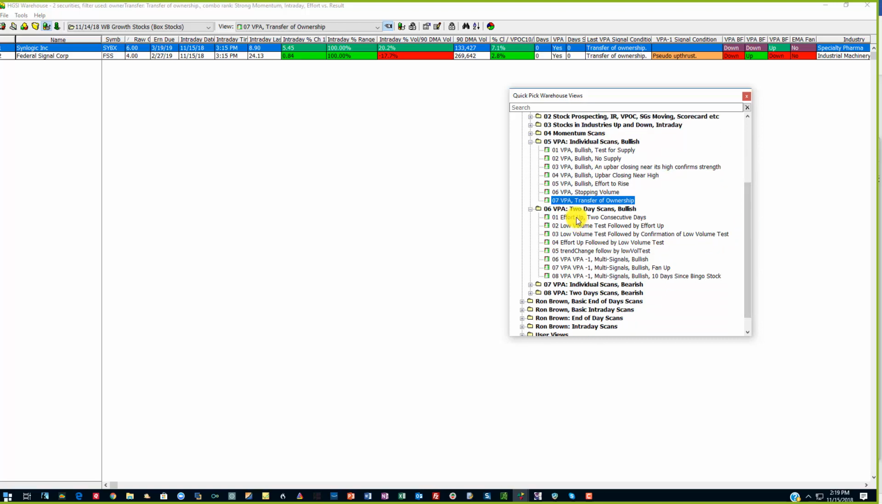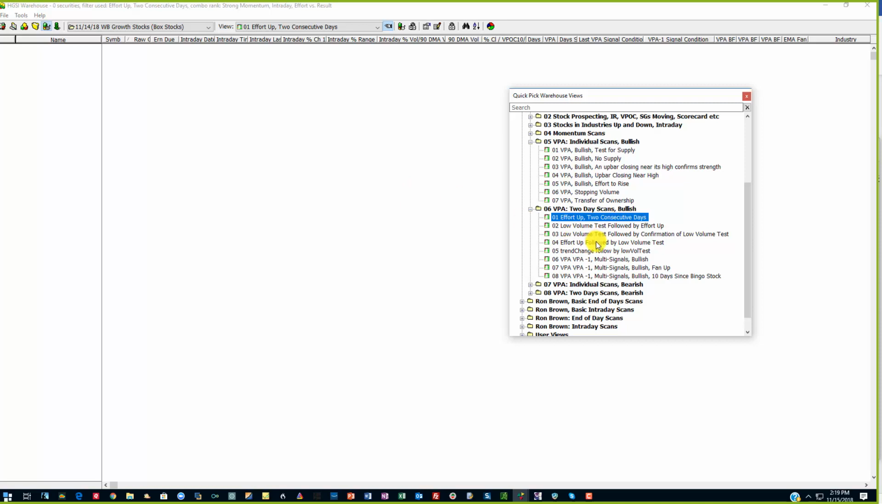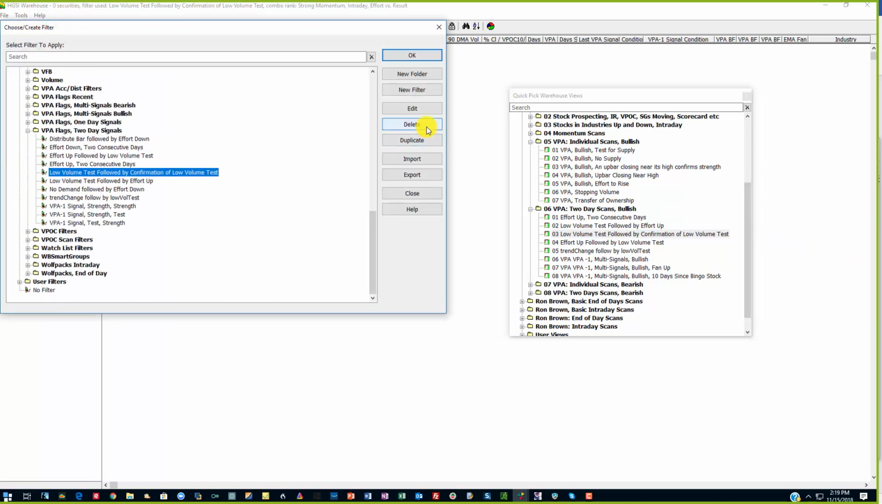Now, if I go to the 2 consecutive days in this group, which had quite a few stocks, I get nothing. You can see I get nothing in these. That's because there are so many combinations in the filter that have to be dealt with. And let's take a quick look at the filter.